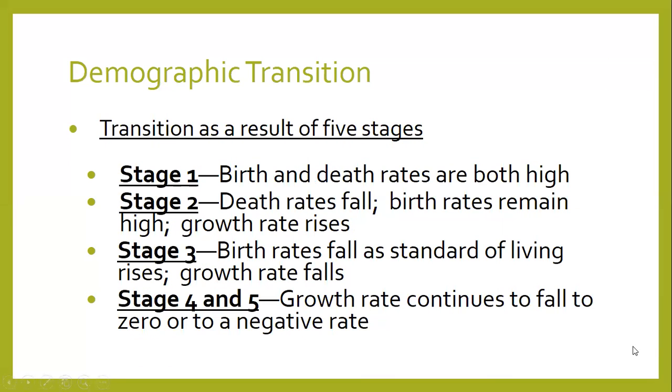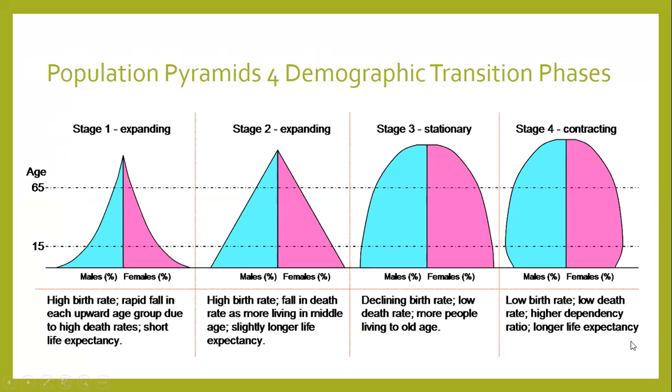Now, there's another way to look at this transition, and it's stages 1, 2, 3, 4, and 5. I'm just going to skip to a chart which allows you to see these all next to each other. I think it's easier to see them together as a group. Okay, stage 1 is very, very pyramidal: high birth rate, with rapid fall in each category due to high death rate and short life expectancy.